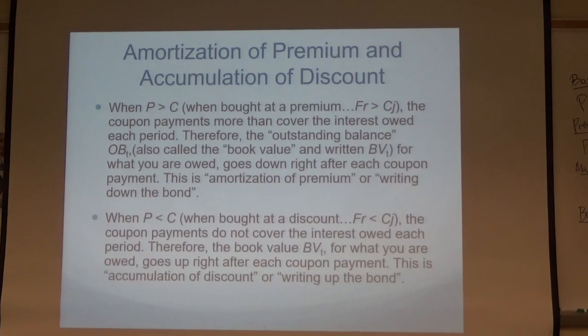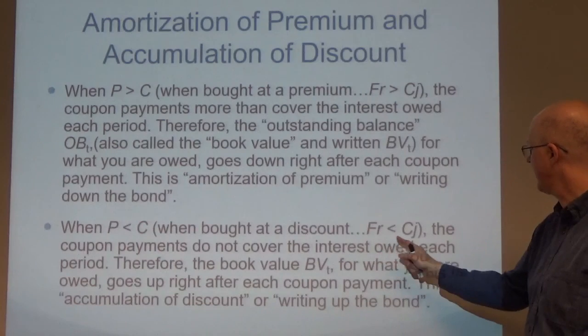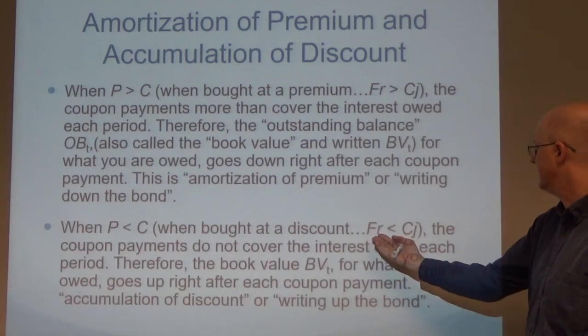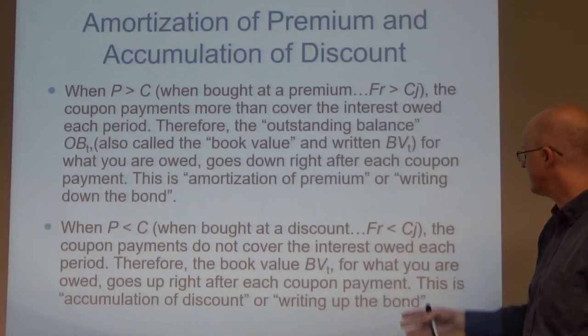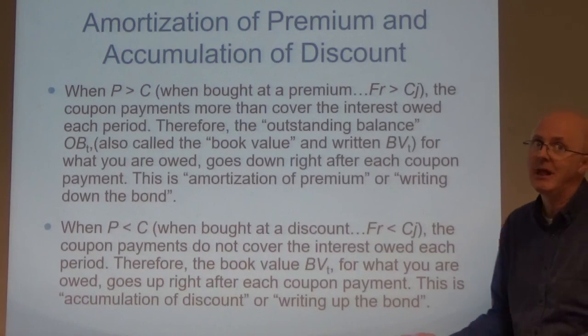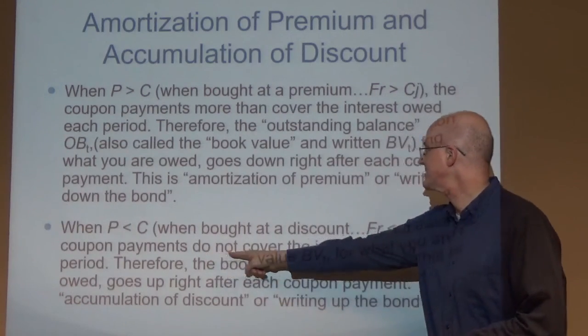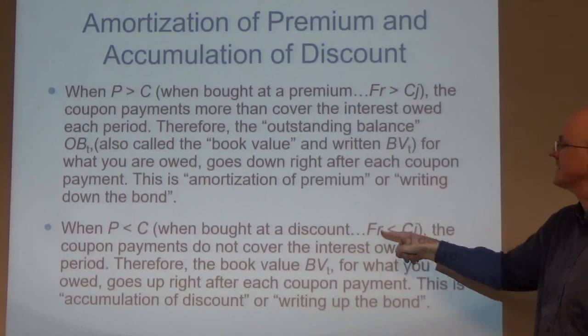On the flip side, when you buy the bond at a discount, when the price is less than the redemption value, P is less than C, FR is less than CJ. In the common case where F and C are equal, that would mean R is less than J. That means your coupon payments are relatively low compared to the yield rate, which again is like your rate of return. So they're not paying much interest. They're paying you less than they owe you each half year. The coupon payments do not cover the interest that they owe. J is large compared to R.